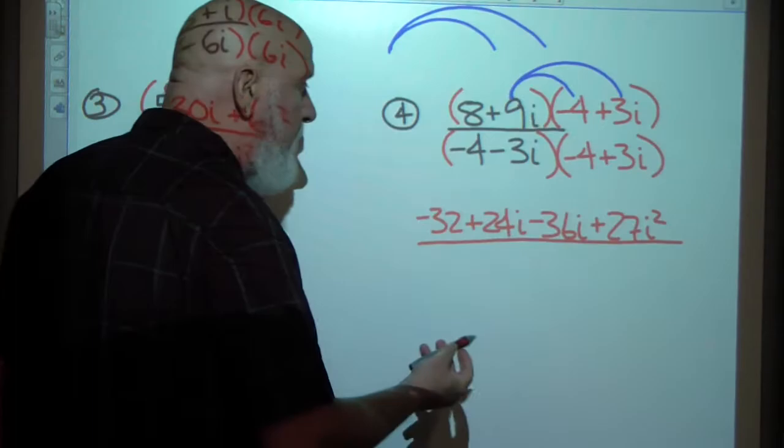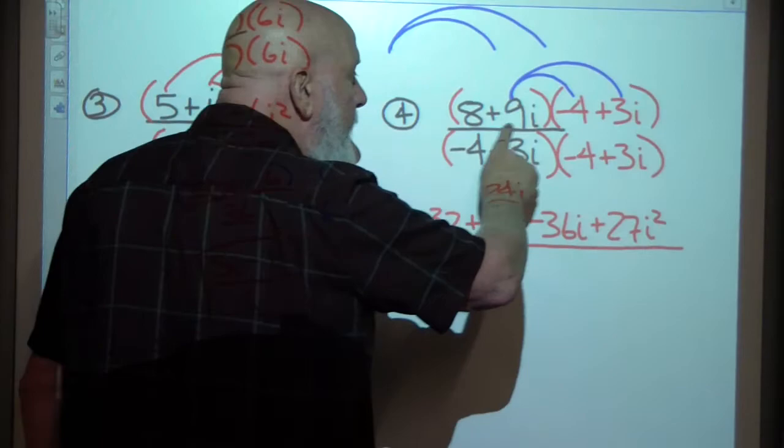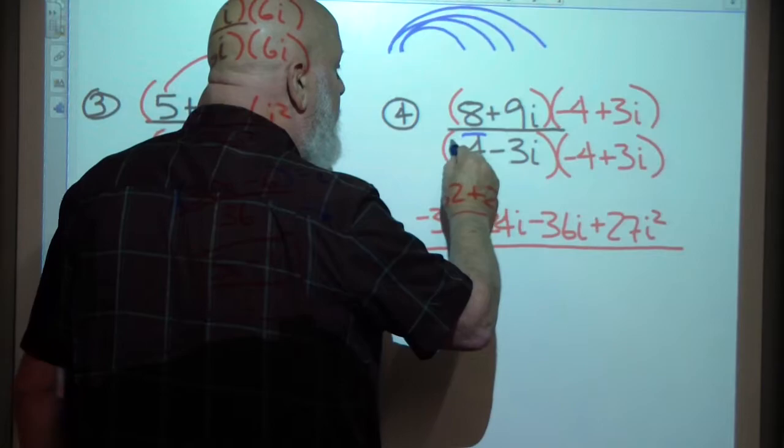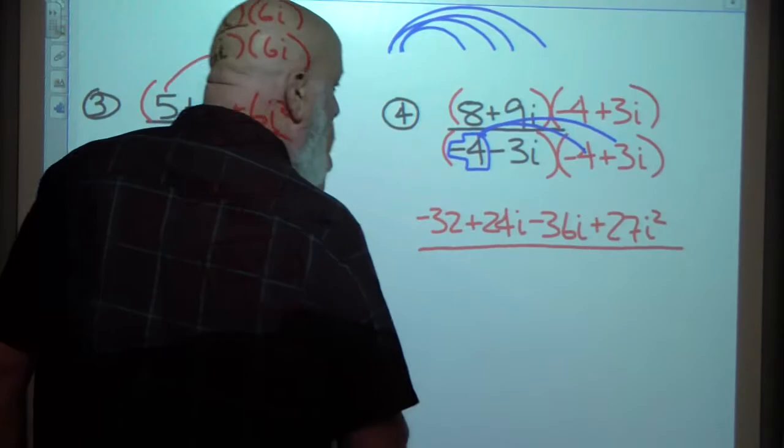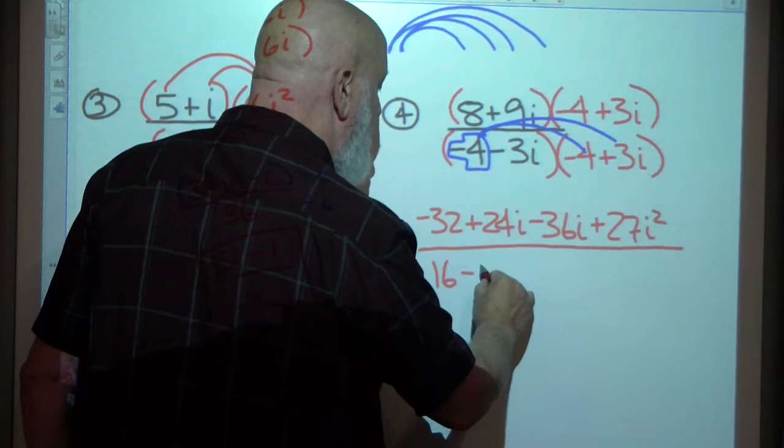All right, in the bottom, I'm going to get negative 4 times negative 4. I'm going to do the same thing. I'm going to use the FOIL method. I'm going to take this one and distribute it. This will give me positive 16 minus 12i.